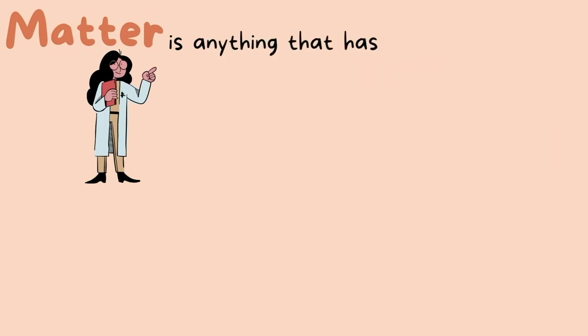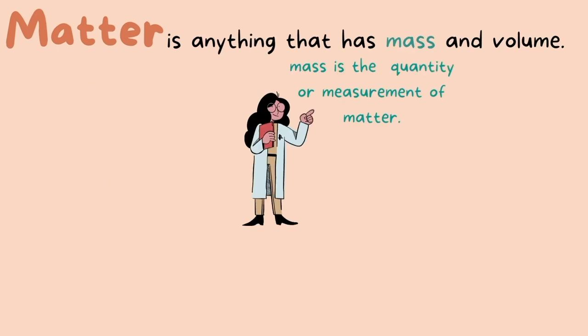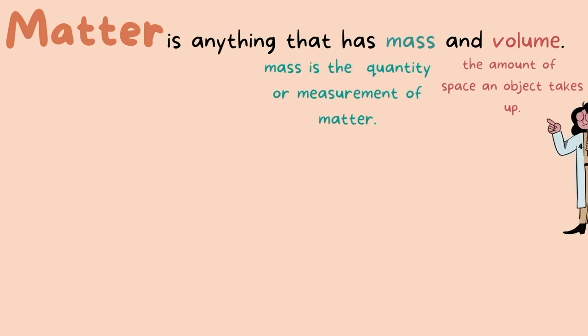What is matter to begin with? Matter is anything that has mass and volume. Mass is the quantity of matter or the measurement of matter. Volume is the amount of space something takes up. So we can also say that matter is anything that has weight and occupies space.